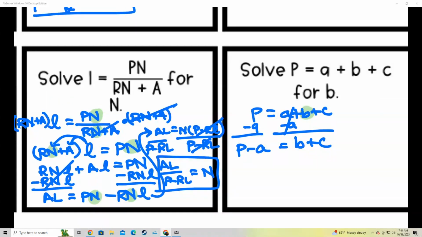Almost have B by itself. I just need to get rid of the plus C. I'm going to get rid of that with a minus C. These are going to cancel. And then I have P minus A minus C is equal to B.